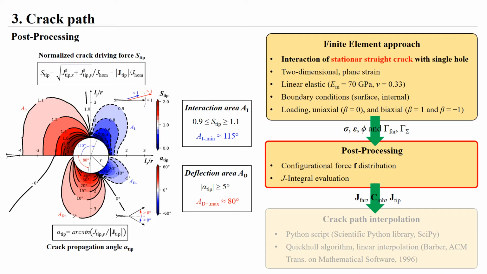The area where the crack driving force deviates more than 10% from the homogeneous case is defined as interaction area AI, and the area where the crack propagation angle deviates more than 5 degrees from the horizontal direction is defined as deflection area AD. These definitions are arbitrary, but they help to understand how holes can be arranged in relation to each other to optimize their effect.